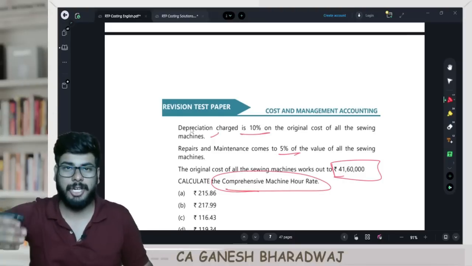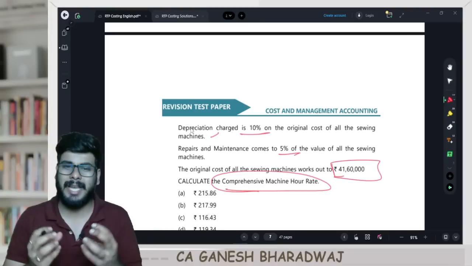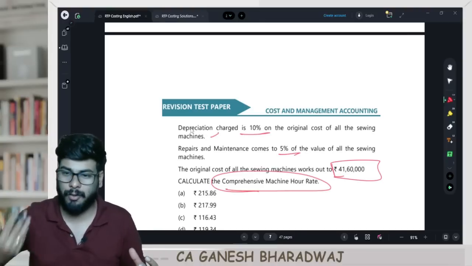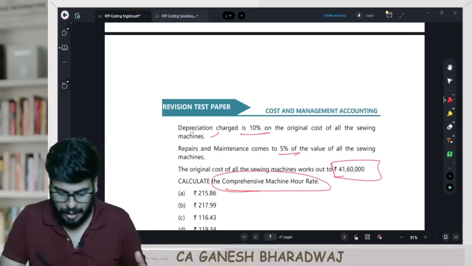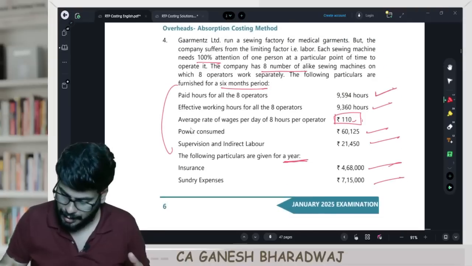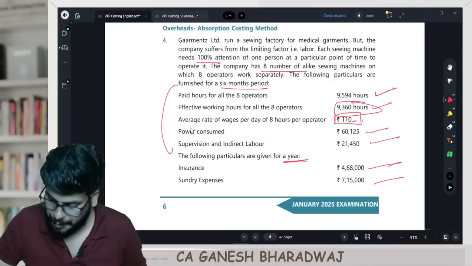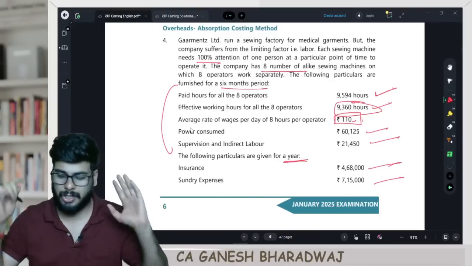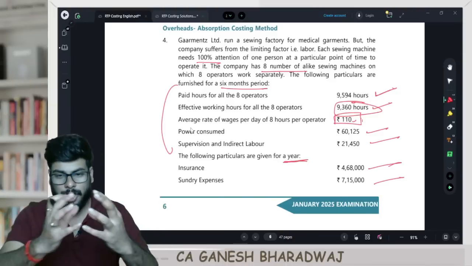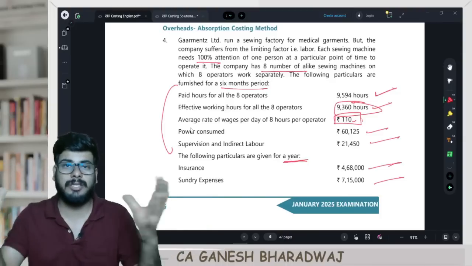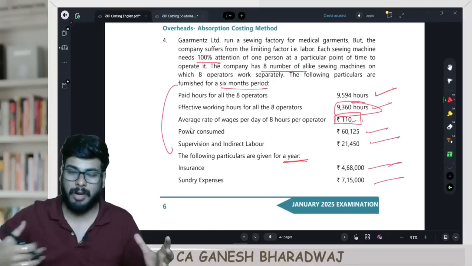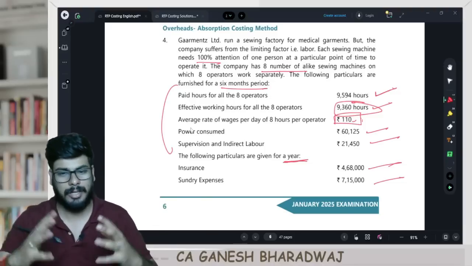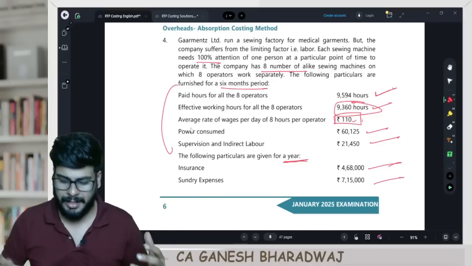It is all the machine related overheads divided by the effective hours for which you are running the machine. The effective hours for which the machine is being run is already given in the question. It's going to be 9360. So the denominator is sorted. For the numerator, you need to collect all the costs that you are incurring with respect to running this machine for a period of 6 months, all these machines put together. Clear with this? Fairly a straightforward question.